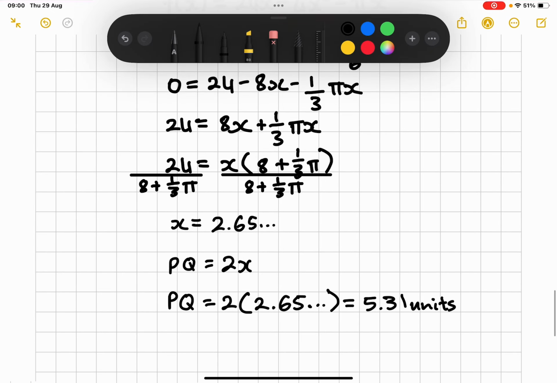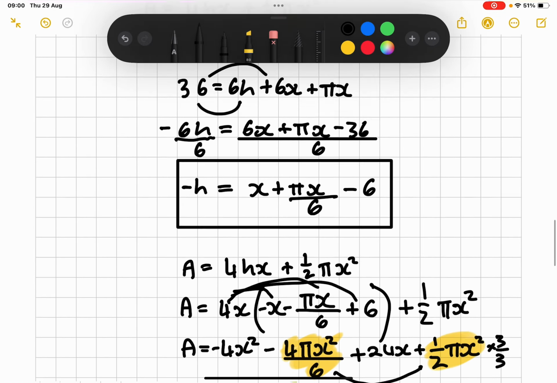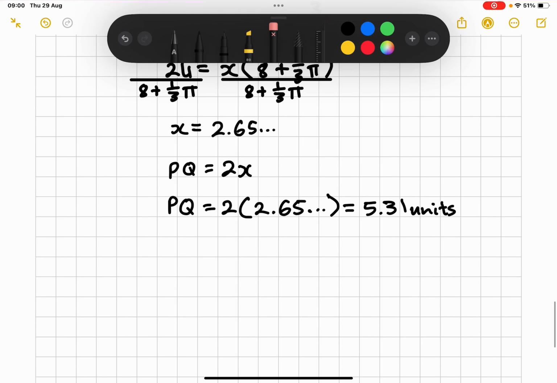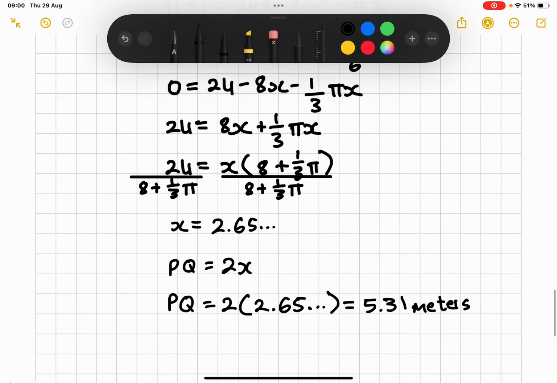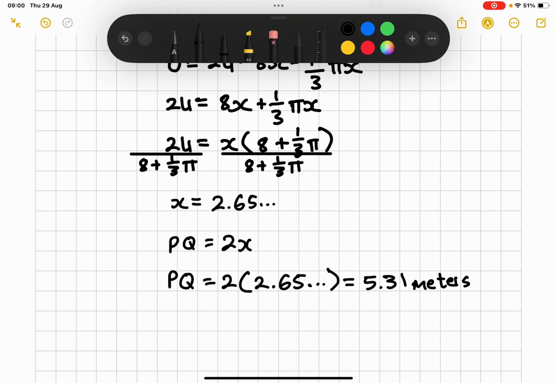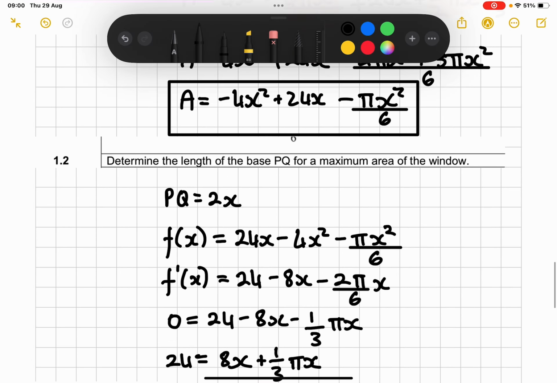Some teachers are finicky if you don't put the units, so just put it in there. Oh no, meters, because they gave you meters. So it would have to be meters. Again, some teachers are just finicky. They'll say it's wrong, even though it's right. Okay, so the length of PQ would have to be 5.31 meters to give a maximum of the area.